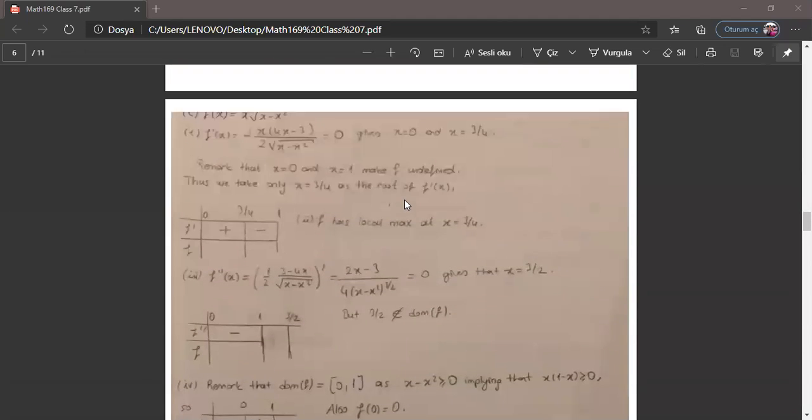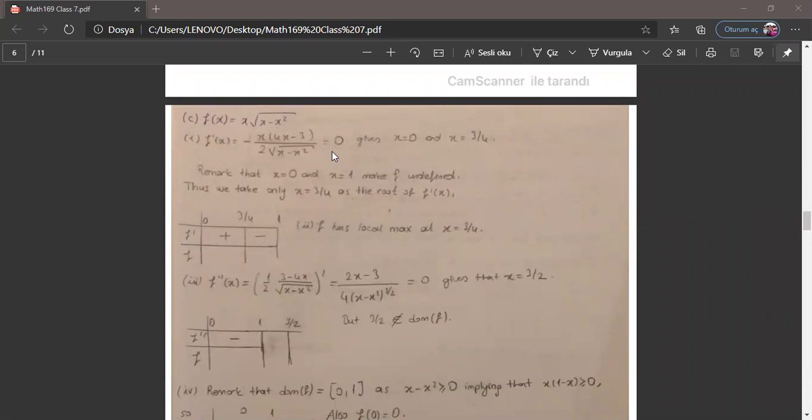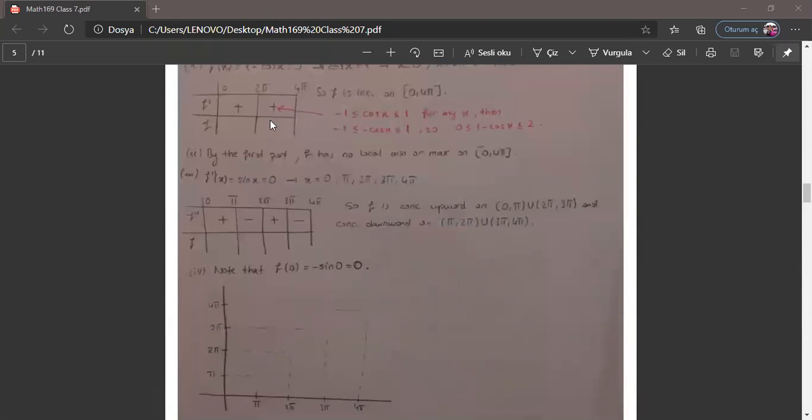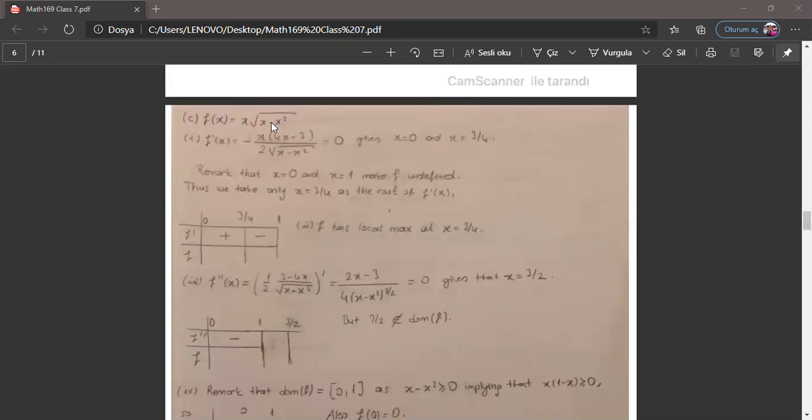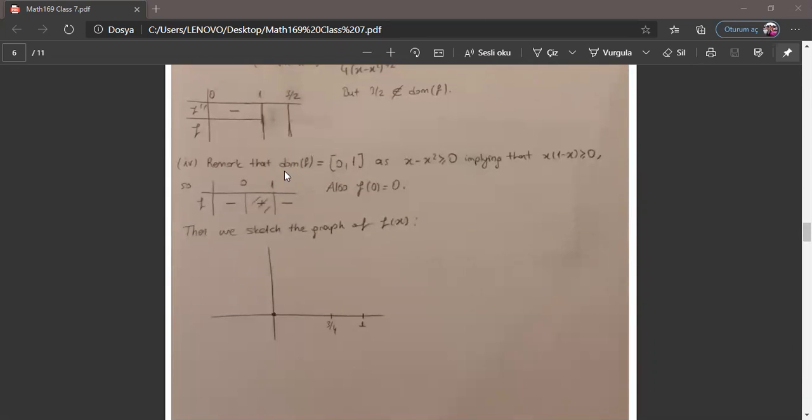Now we have this function. Again, we find its derivative and equalize it to 0 and get 0 and 1 as the roots. Actually, we need to first find its domain. Here we have square root of something, so we need to first check its domain. Before we had something trigonometric and something polynomial, so we didn't have this problem, but here we have a square root, so x minus x squared should be equal to 0 or greater than 0.